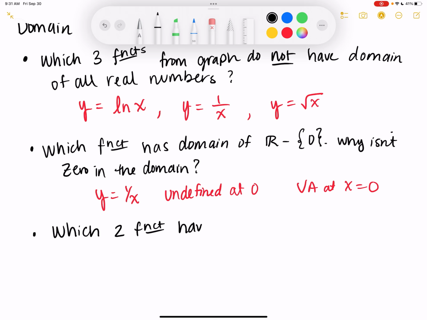Which two functions have no negative numbers in their domain?